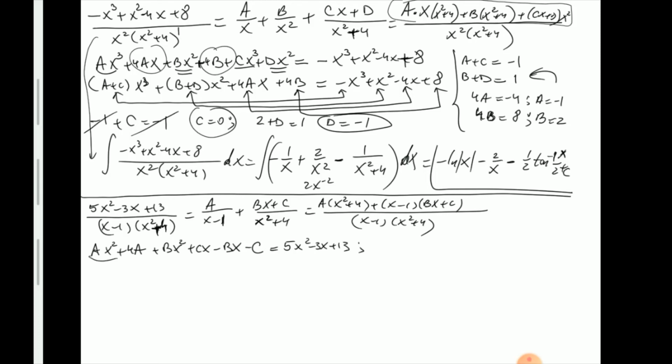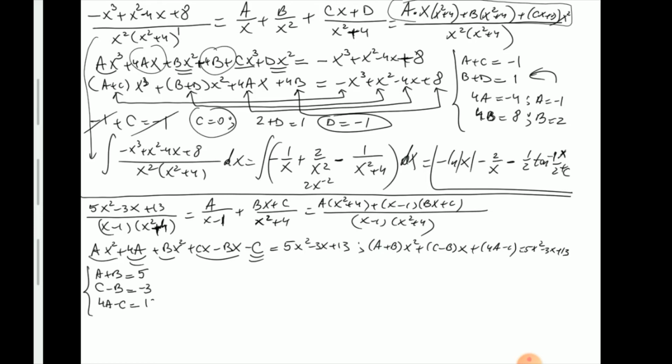And now let's combine the coefficients. We have a plus b times x squared, c minus b times x, 4a minus c. This is equal to 5x squared minus 3x plus 13. Okay, so what is the system then that gives me a, b, and c? Well, a plus b should be equal to 5. C minus b should be equal to minus 3. 4a minus c should be equal to 13.